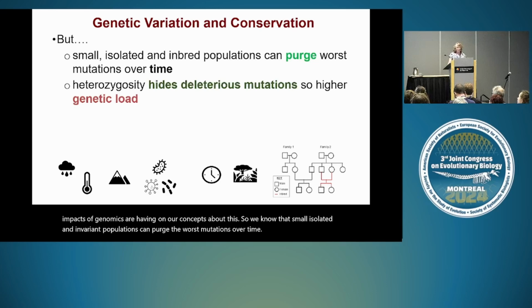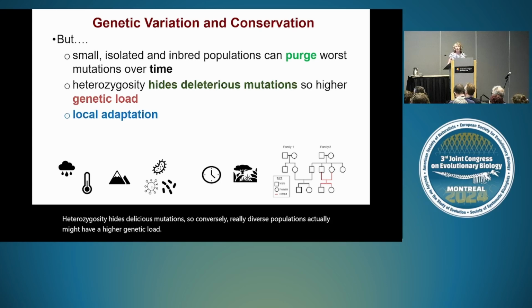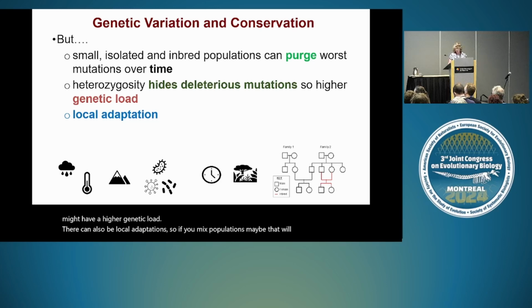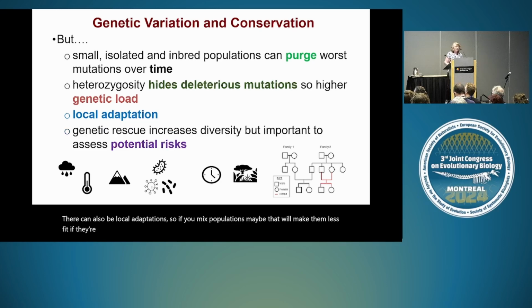Heterozygosity hides deleterious mutations, so conversely, really diverse populations actually might have a higher genetic load. There can also be local adaptations, so if you mix populations, maybe that will make them less fit if they're combined. And so genetic rescue does increase genetic diversity, but I think we also have to think about potential risks associated with those kinds of management practices.